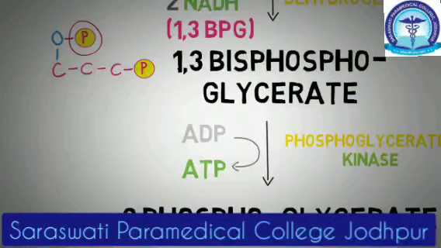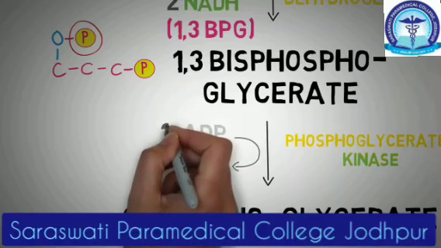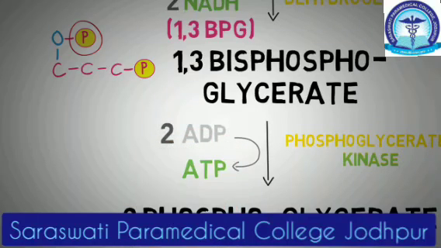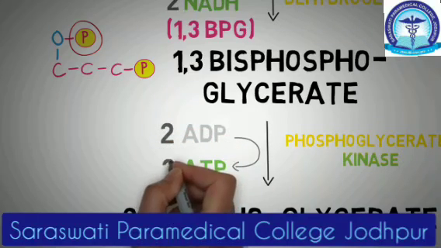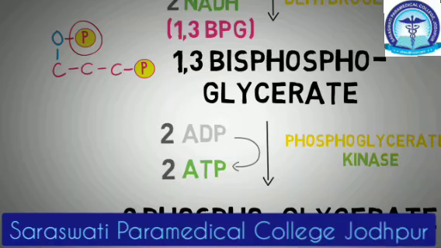In the conversion of 1,3-bisphosphoglycerate to 3-phosphoglycerate, the high energy bond between the carbon number 1 and the phosphate group is broken, and that energy is used to convert ADP into an ATP, which is an example of substrate level phosphorylation. Here you should also note that 2 ATPs are produced per molecule of glucose in this reaction, since one molecule of glucose was split into 2 earlier in glycolysis.